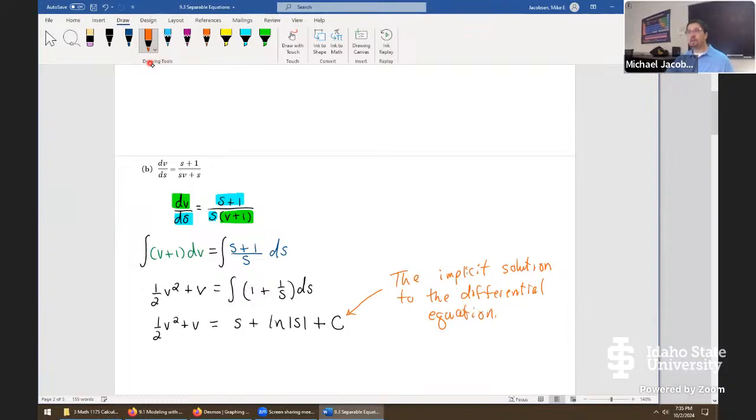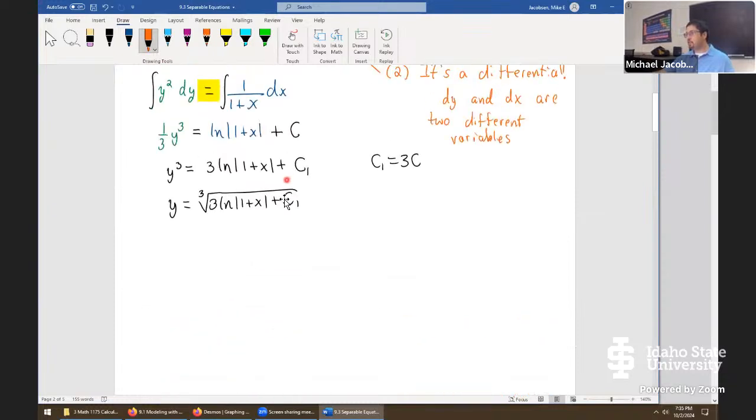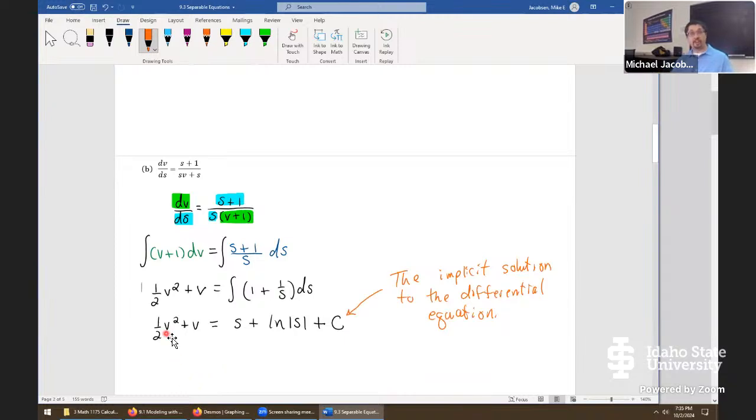Well, why do we say that? Let's compare it against this solution. That one's an explicit solution in the sense that we solved for the variable y itself. It's been isolated. Looking down here, we could solve for the variable v, but it's not a fun process.